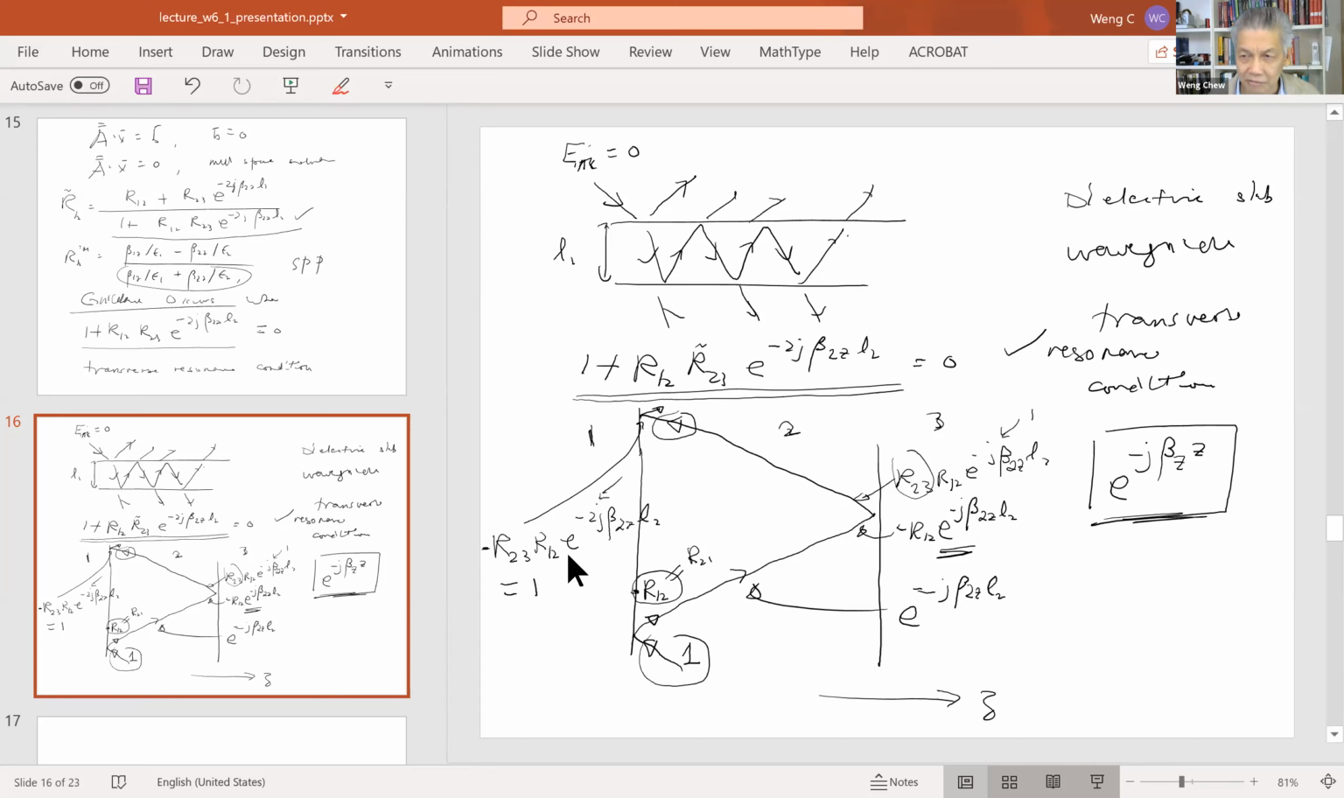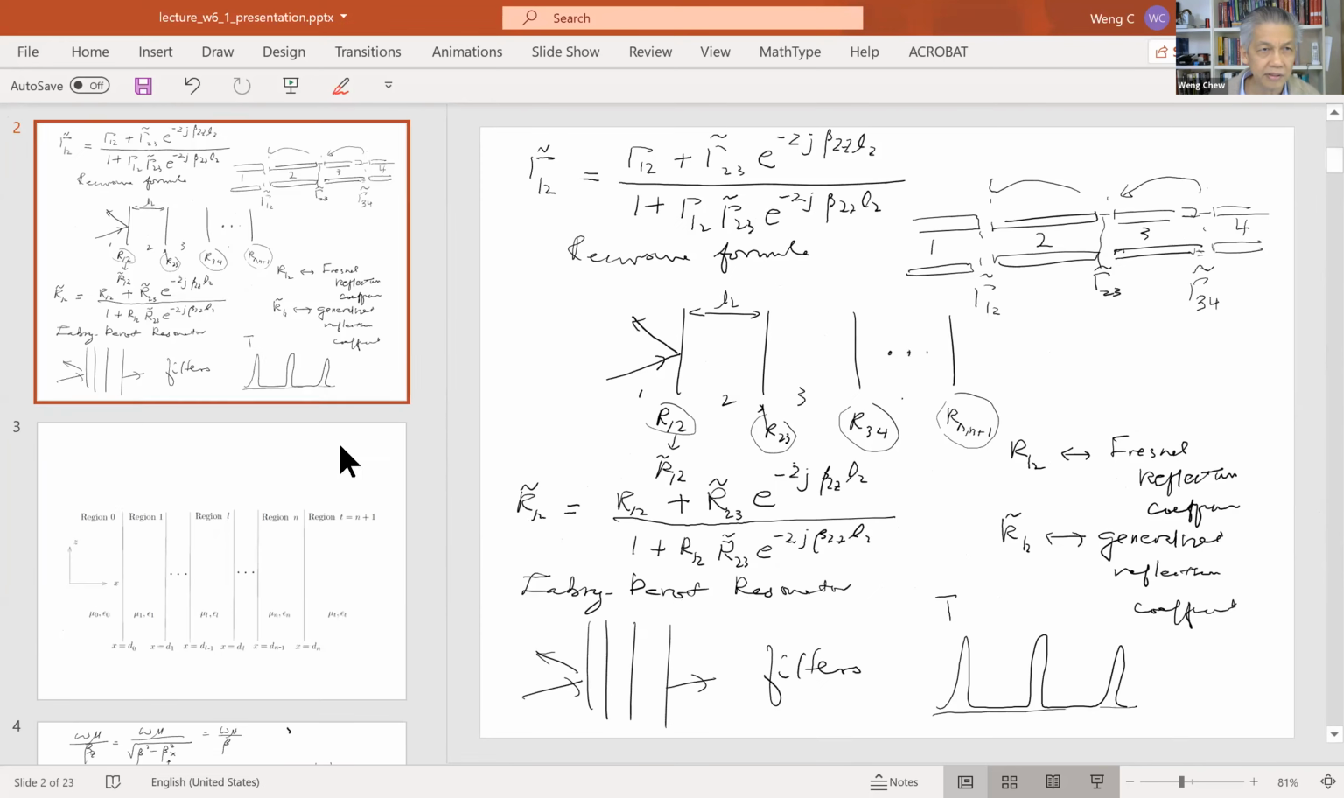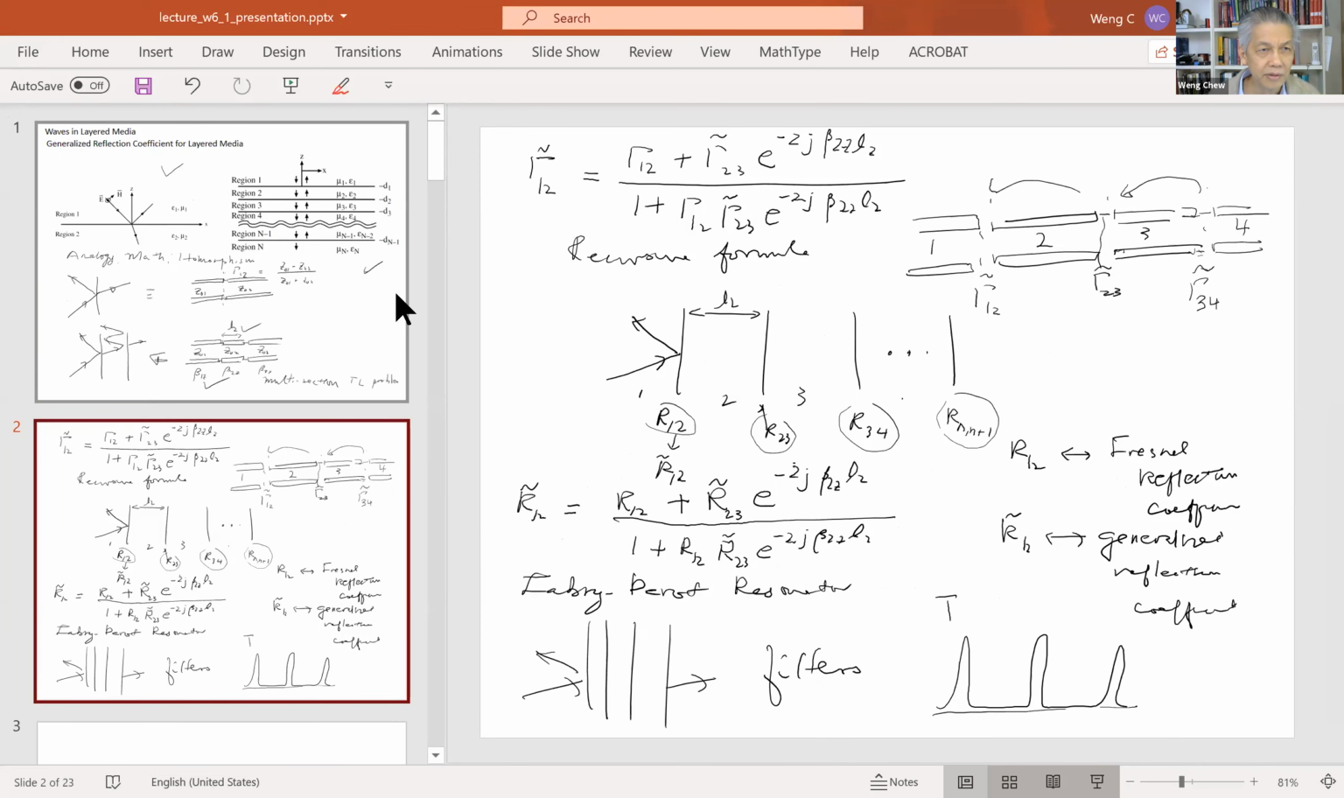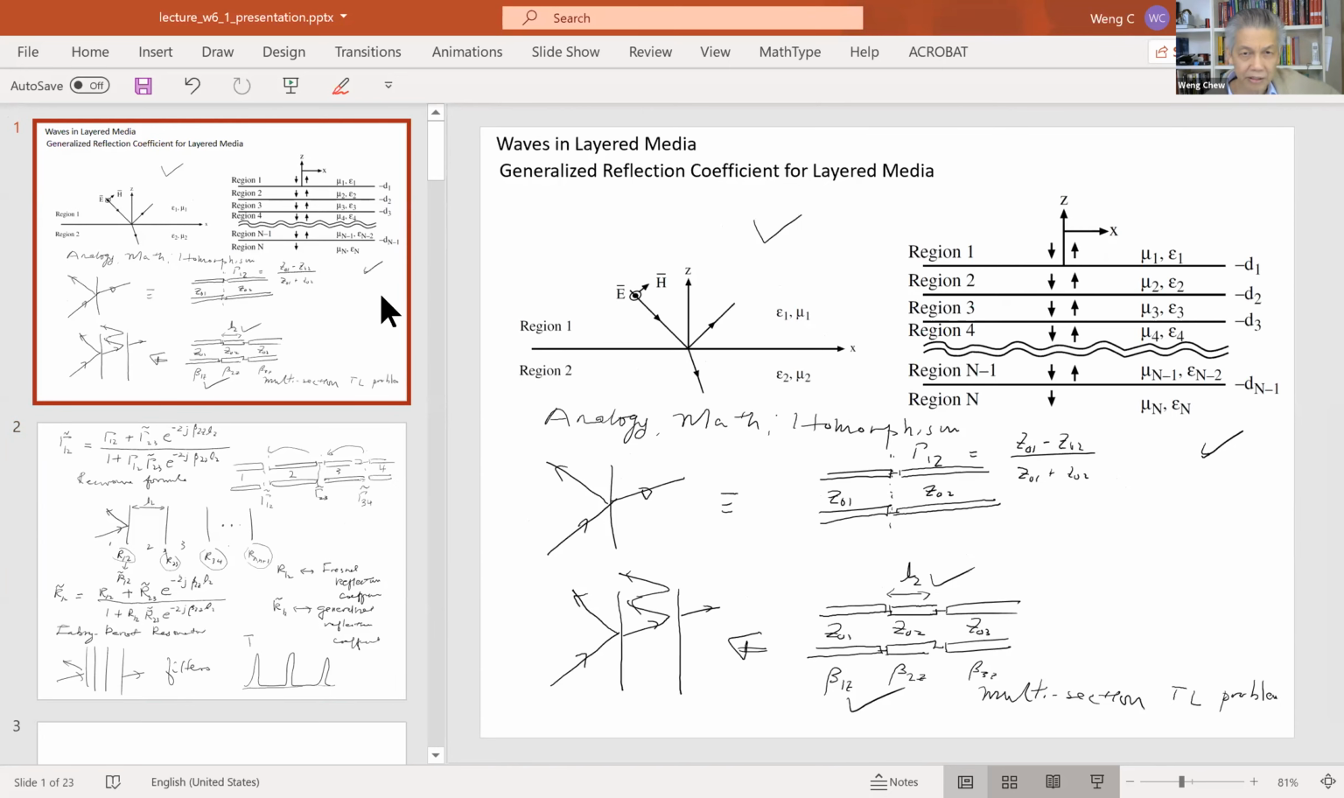Since I have some time left, maybe I can go back and recap what we have learned in this lecture. First, we use mathematical homomorphism: the plane wave traveling in a layered medium is very analogous to the transmission line problem, especially the one interface problem. We show that this problem maps to this problem mathematically. So once you know how to find the reflection coefficient of this problem, you can use the same mathematical analogy to find the reflection coefficient for this problem.